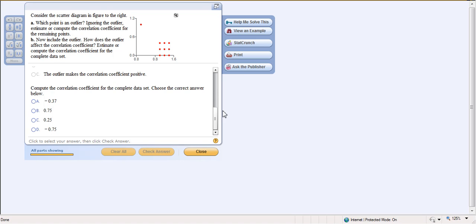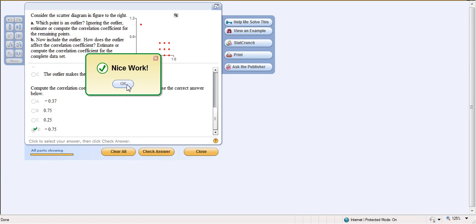And then the last part here says compute the correlation coefficient for the complete data set. Now, we could actually find the points of all these ordered pairs and put them into StatDisk and compute that, but we know this is negative, so our only possible answers are A and D. And these are fairly tight. They're not scattered all around. So if we drew a line down through there, they'd be fairly close to the line, but not exactly. So we're going to pick D, negative and fairly strong. We're going to check the answer. Again, we got that one.